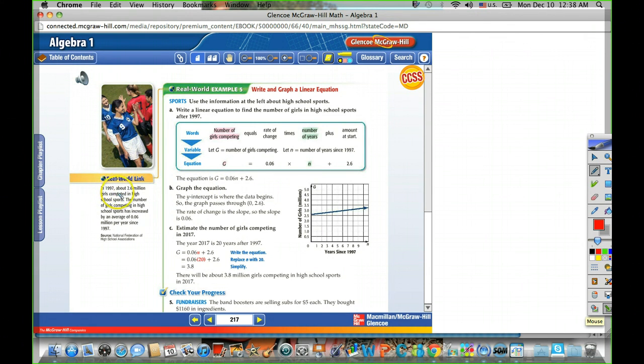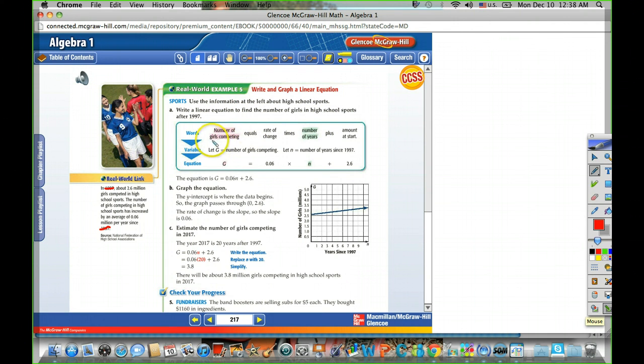In 1997, about 2.6 million girls competed in high school sports. The number of girls competing in high school sports has increased by an average of 0.06 million per year since 1997. So again, in a lot of these word problems, they're going to throw some numbers at you, like this 1997. We don't really need that information for now, because a lot of times when you read word problems, you want to just highlight all the numbers, and you automatically think you'll be using all of them. But in this case, we probably won't be using that information for the first problem. Okay, so write a linear equation to find the number of girls in high school sports after 1997.